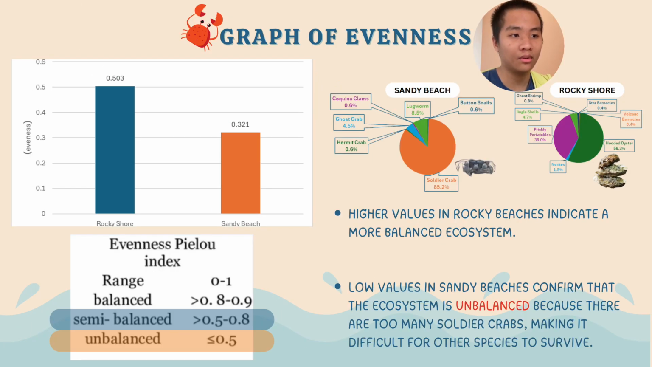Here's a graph representing evenness. Higher values in the rocky shores indicate a more balanced ecosystem. The lower values in the sandy beaches confirm that the ecosystem is much more unbalanced, mainly because there are way too many soldier crabs, making it very difficult for other species to survive and thrive.